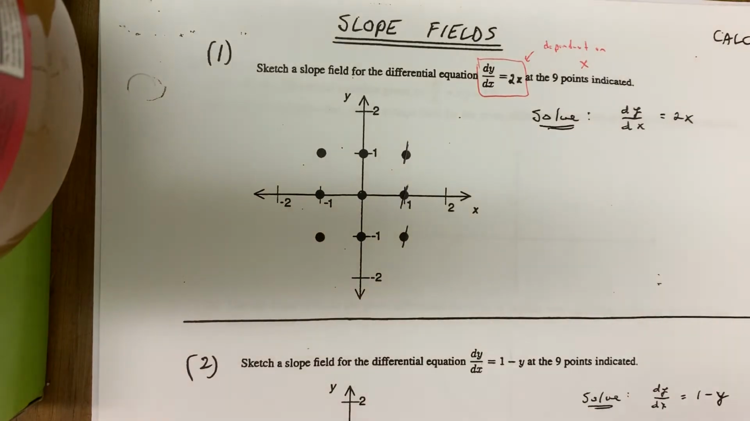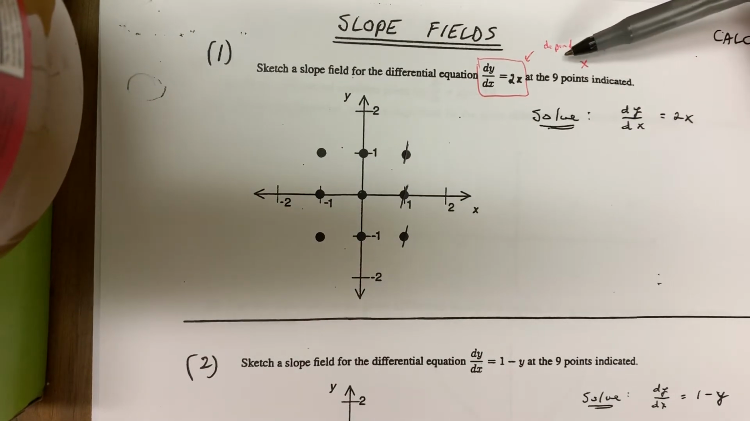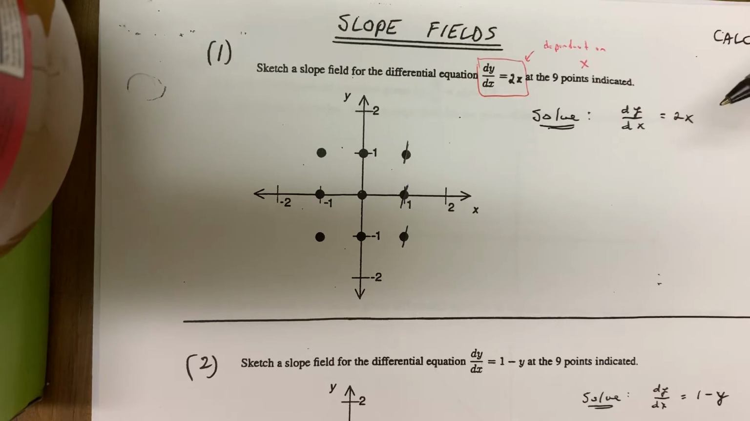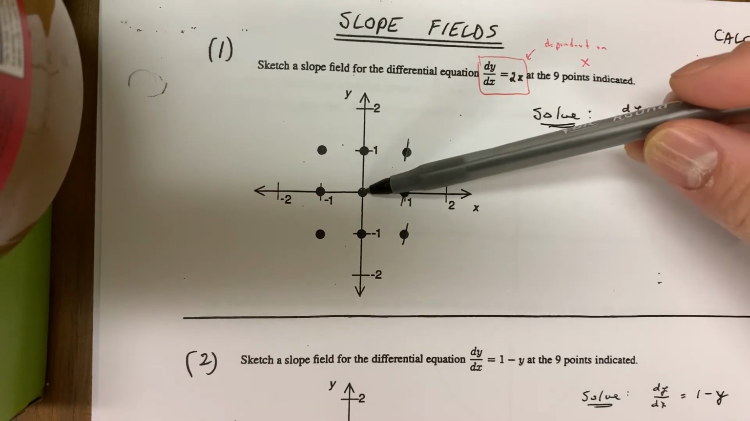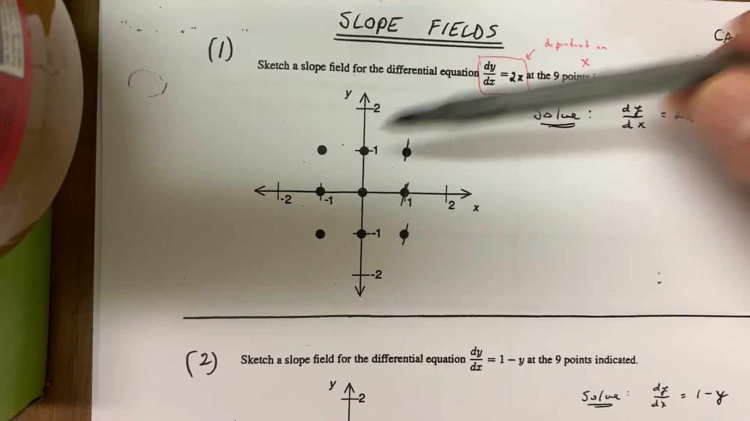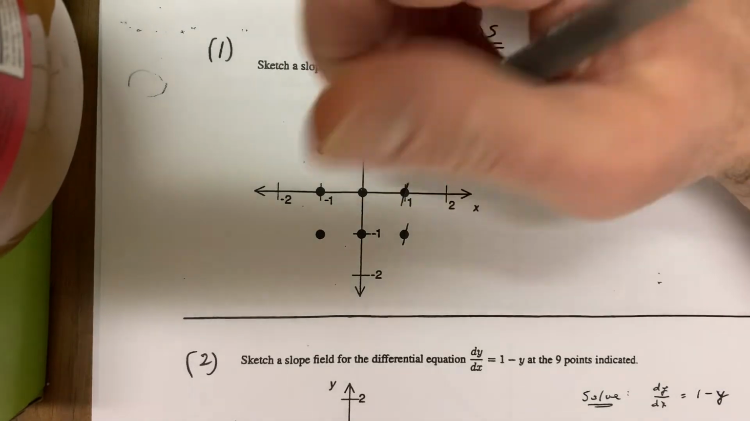Do the best you can. It doesn't need to be perfect, okay? But when you can lump together points like that, do that. Like these 3 points right here, they all have the same x-coordinate. They have an x-coordinate of 0. If x is 0, 2 times 0 is 0.